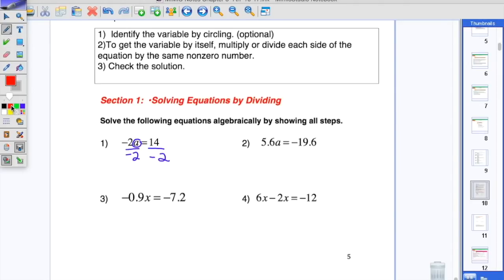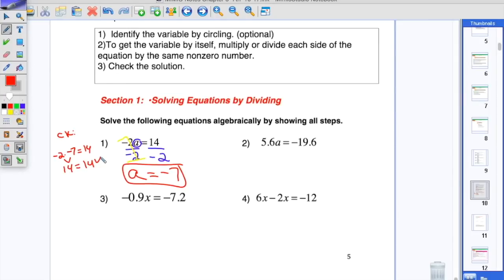Divide a negative 2 by negative 2, and that cancels out to 1. So we are left with a variable all by itself, which is a, or 1a. 14 divided by negative 2 gives you negative 7. So a is equal to negative 7. To check your answers, it's negative 2 times your a, which is negative 7, to give you 14. Well, a negative 2 times a negative 7 is 14. So both sides check out.